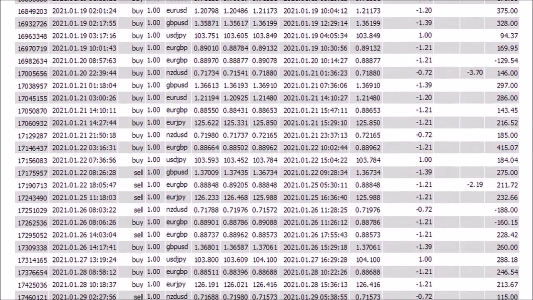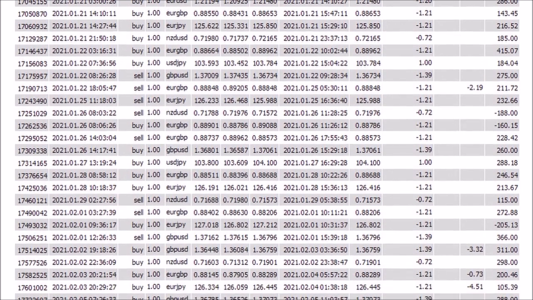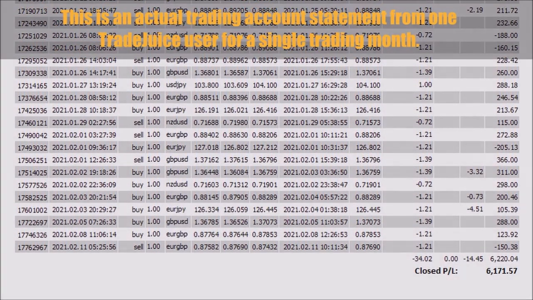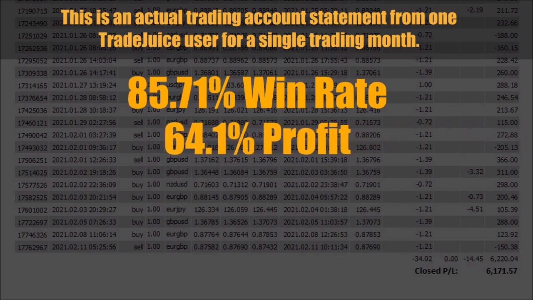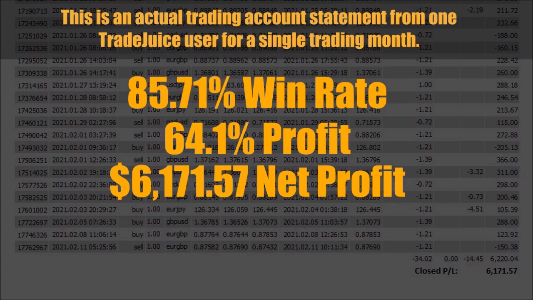I know it's hard to make out the small text, so let me break it down for you. This trader got an 85.71% win rate, 64.1% profit, $6,171.57 net profit in a month.